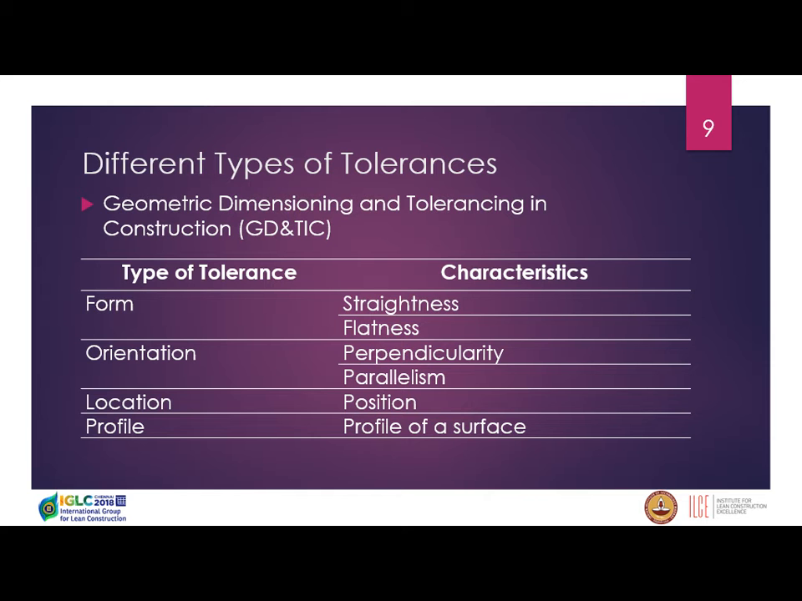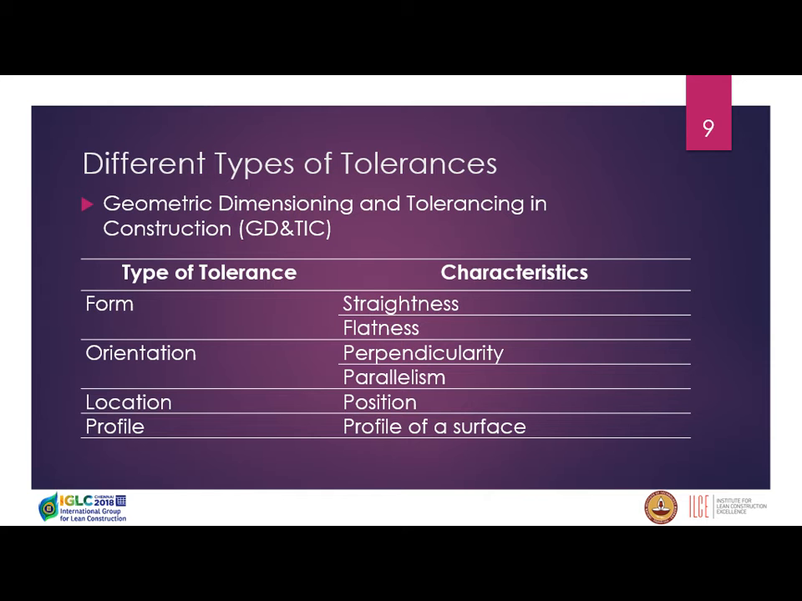And again, for each characteristic, we have investigated what sort of application they can have, and it's in the paper. For instance, straightness can be used for controlling the deflection of beams. Or flatness, obviously, when you want to assess the flatness of concrete slabs or any other component. Orientation, perpendicularity, plumbness of columns.